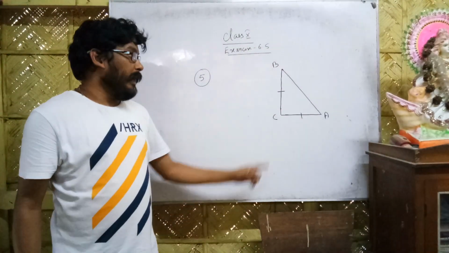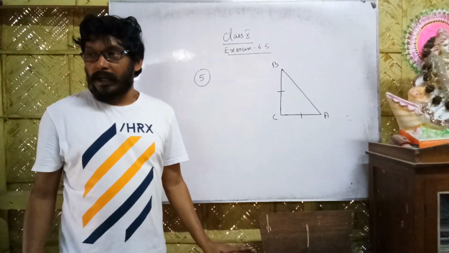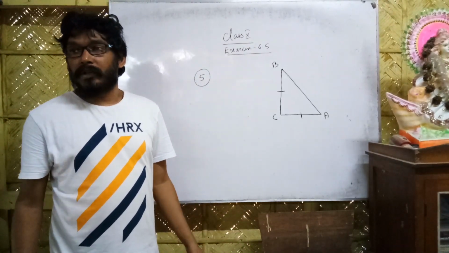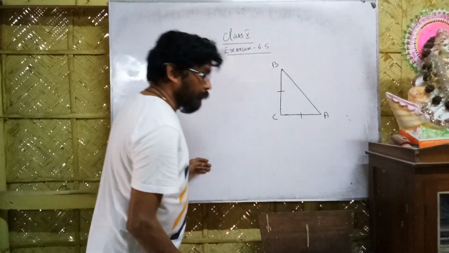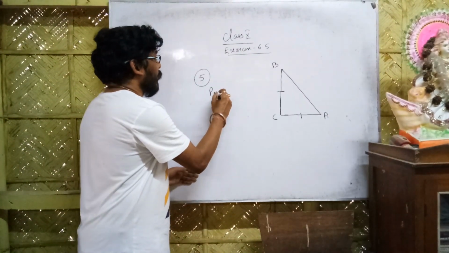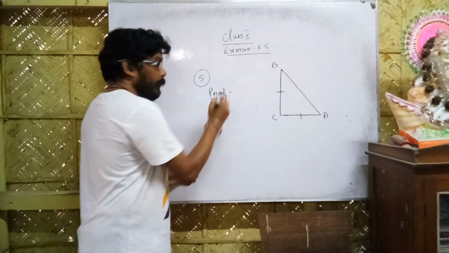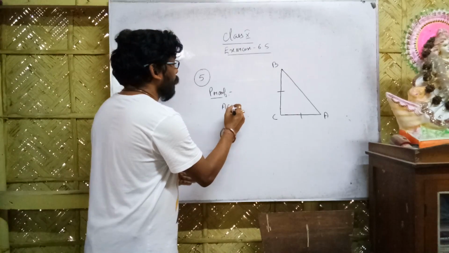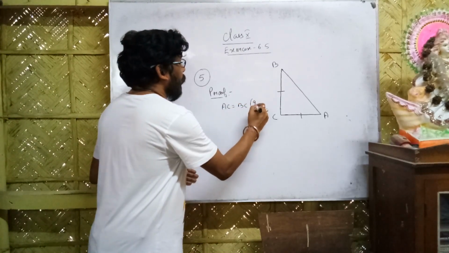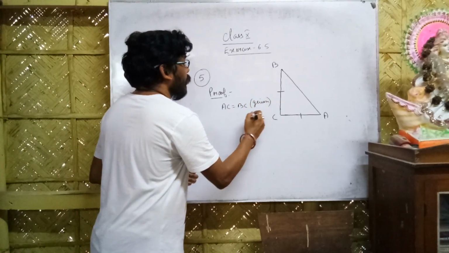To prove ABC right triangle, I have to show one of the angle is 90 degree. Because right triangle means a triangle whose one angle is 90 degree. Given part you will write as it is from book. Proof part what you will write? In proof you start from the given part. First you write AC equal to BC. Bracket you write given equation 1.